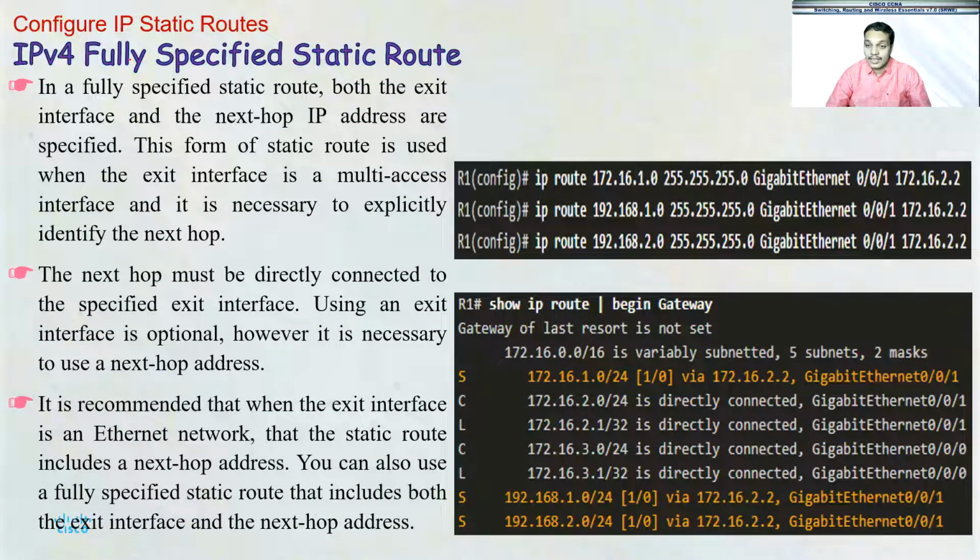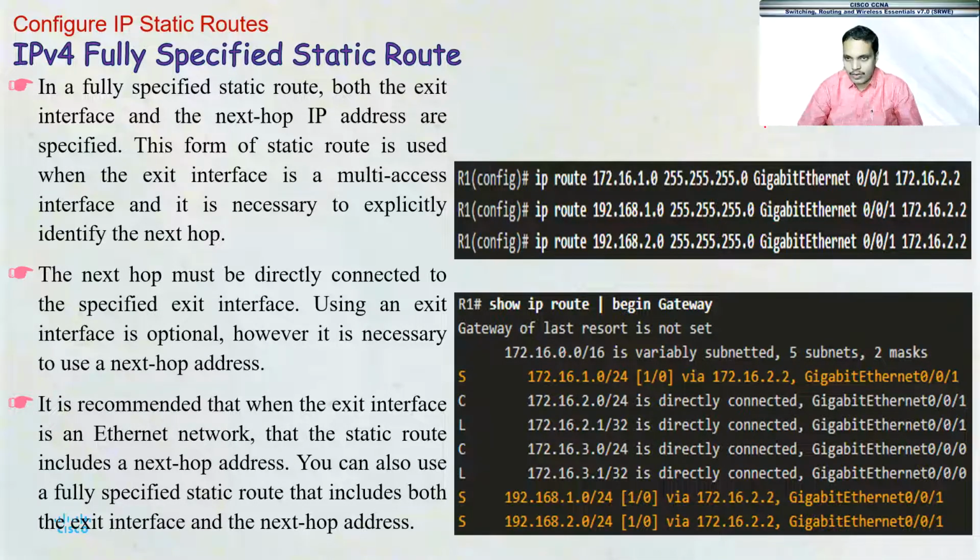Now, the third variant of this particular static route is your fully specified static route. This means you give both. You can see similar things here: this is my remote network, this is my subnet mask, and then we give the interface and the IP address of the next hop. This is how you do it on R1.